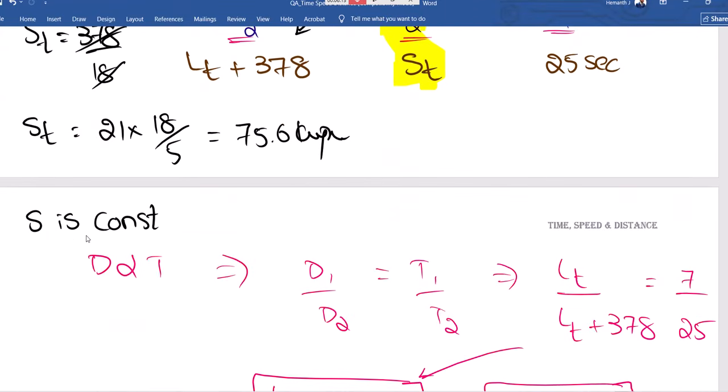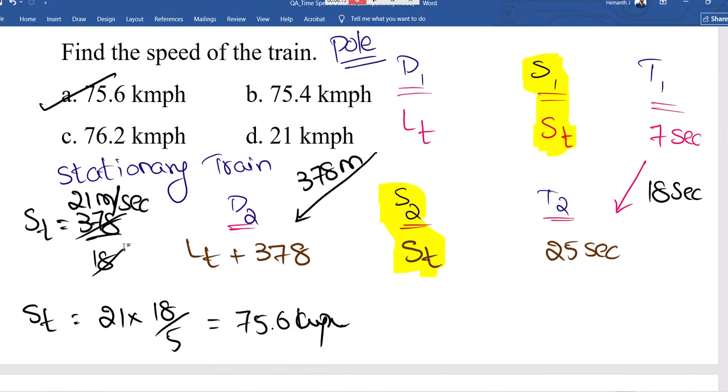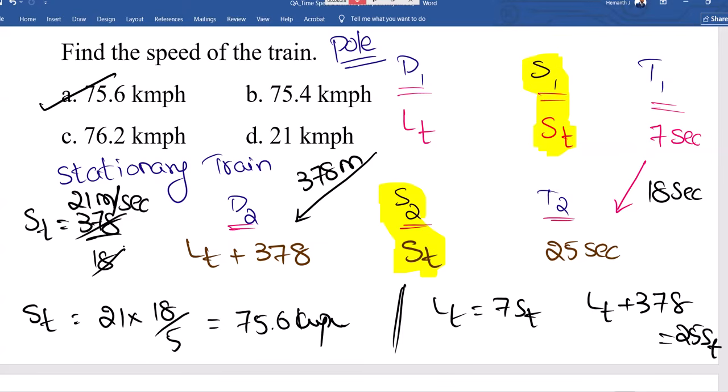I think instead of going for speed is constant, directly we will get the length of the train is 7 times the speed of the train. Here, length of the train plus 378 equal to 25 st. I think here you people can get the speed of the train directly. LT you can put it here. We can calculate the speed of the train directly.